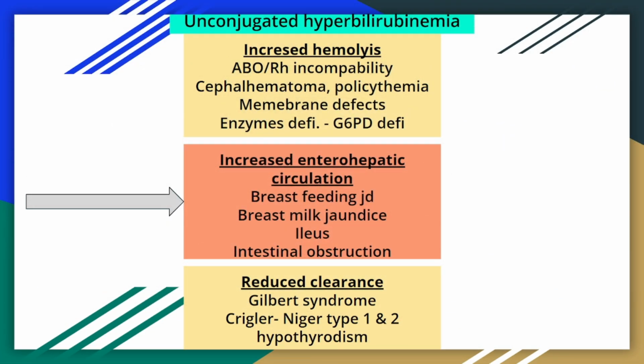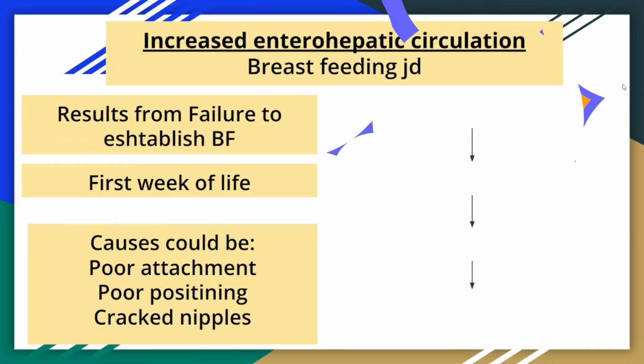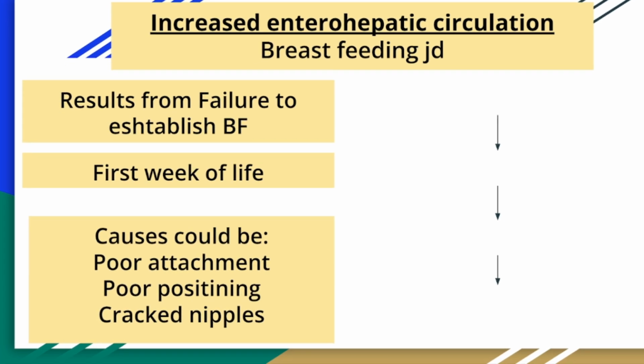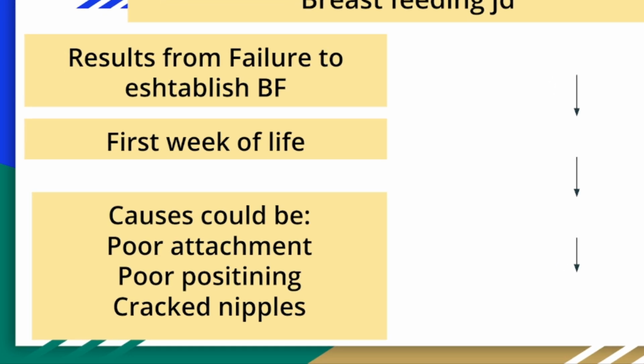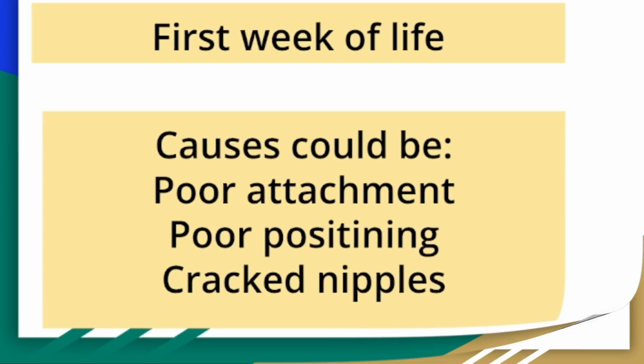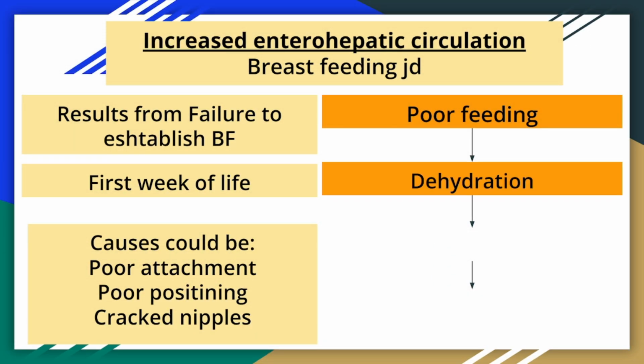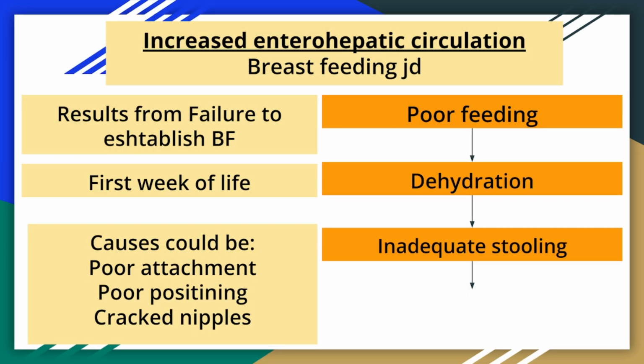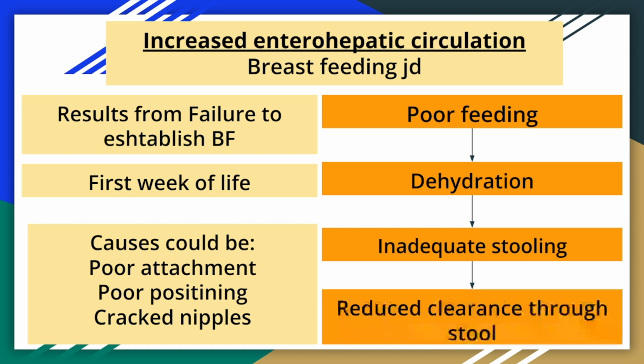Increased enterohepatic circulation is another mechanism of hyperbilirubinemia in newborns. Breastfeeding jaundice, breast milk jaundice, and intestinal obstruction are common etiologies under this umbrella. Breastfeeding jaundice results from failure to establish adequate breastfeeding and typically presents within the first week of life. Reasons for inadequate breastfeeding can include poor milk supply, poor latch, cracked or painful nipples, or poor positioning. Inadequate feeding leads to dehydration and inadequate stooling. As a result, there is decreased clearance via the stool.